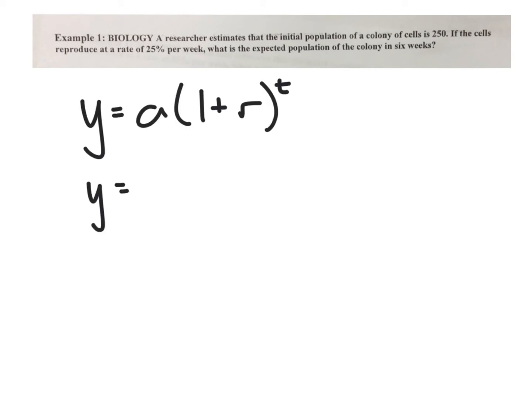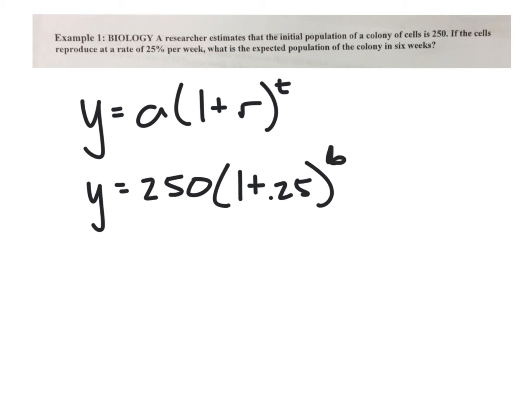So we're using our a times (1 plus r) to the t. So our initial amount was 250, 1 plus the rate, and change this to a decimal, so 1 plus 0.25. And we're doing this after 6 weeks. So a little 6 goes up here in the exponent. So after 6 weeks, we could estimate that there would be 953.